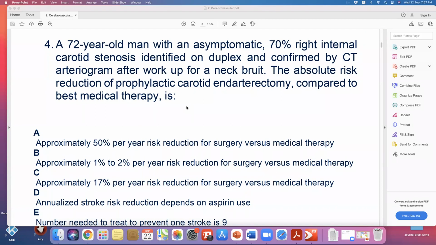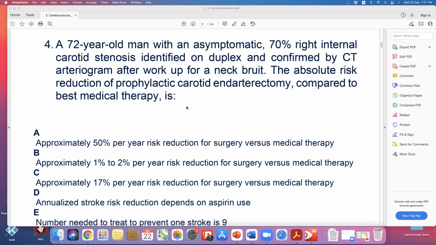The stroke rate with carotid endarterectomy is about 6%, and with medical treatment about 12% or something like this. That's almost 50%, correct. But this is over 5 years, remember. The study was 5 years.